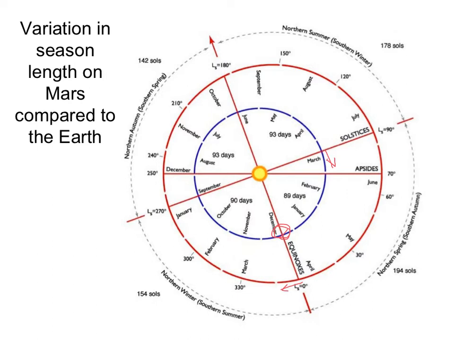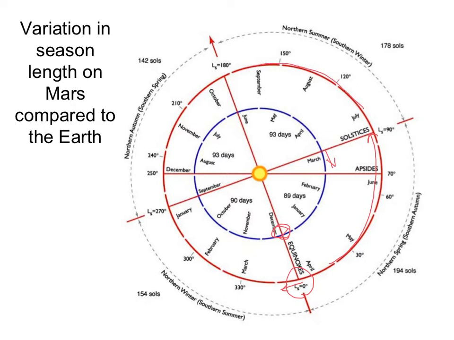Okay. So at this point of Mars's orbit, this would be when there is the beginning of spring in the northern hemisphere and the beginning of fall in the southern hemisphere. And then there, at 90 degrees around, that would be the summer solstice, where you have the beginning of the summer months in the northern hemisphere, the beginning of the winter months in the southern hemisphere.